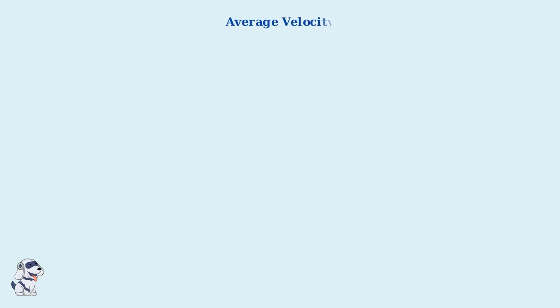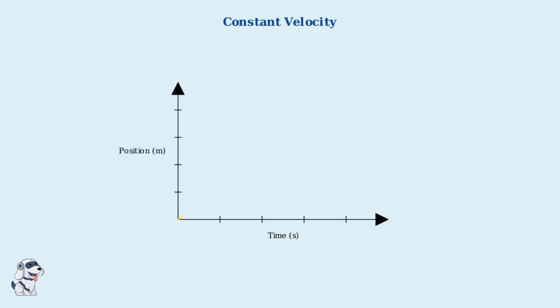Average velocity tells us how fast an object moves over a period of time. It's calculated by dividing the total displacement by the total time taken. Constant velocity means an object moves at the same speed in the same direction. The velocity doesn't change over time, creating a straight line on a position-time graph.